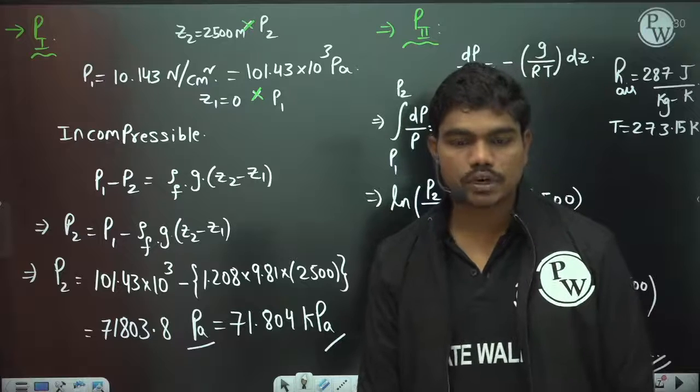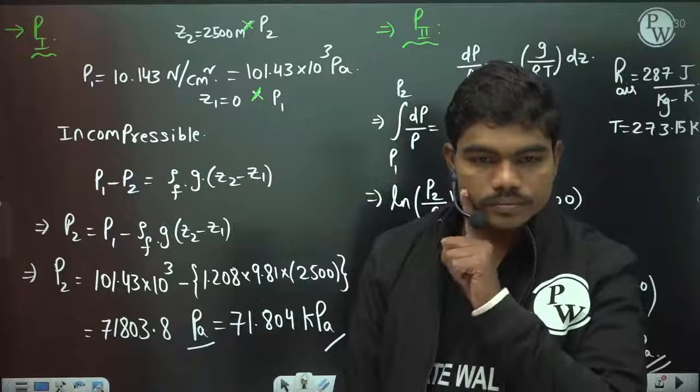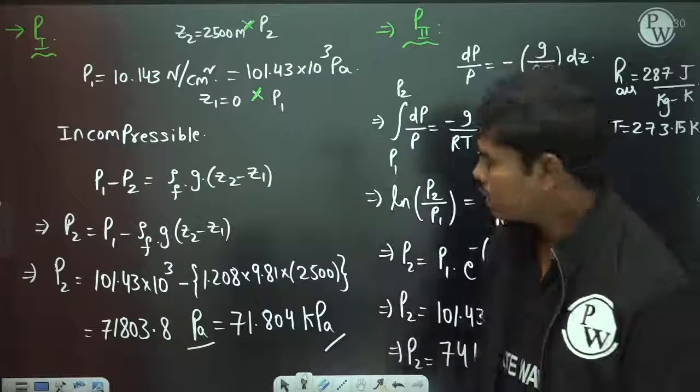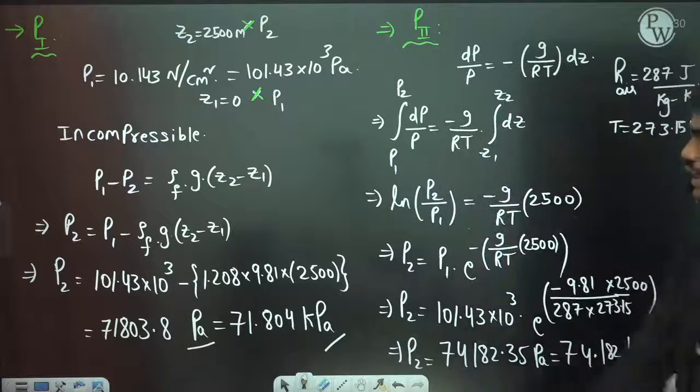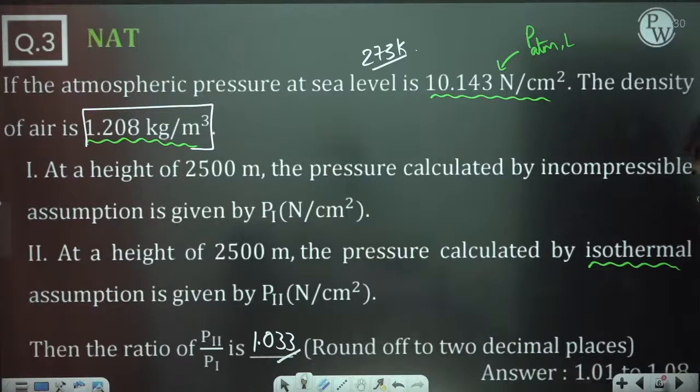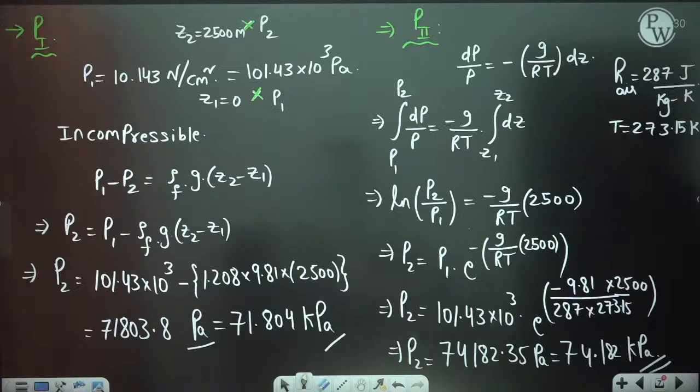So please type in the chat box, is this clear to all of you? Yeah, I'm happy that many of you have got the correct answers. Good. Okay, so 74.182 kilopascals and this is 71.804 kilopascals. So the ratio of these two quantities is 1.033. Okay, now let's go for the next question.